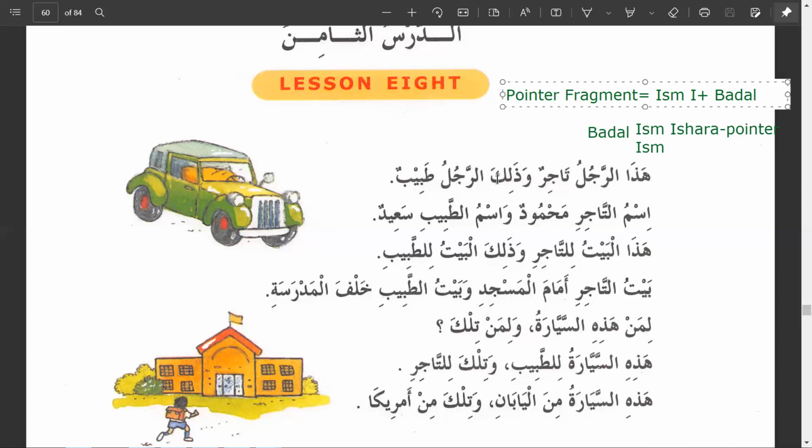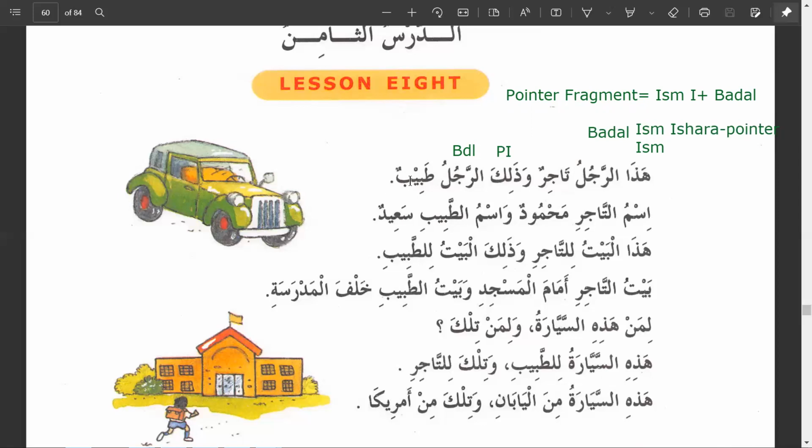Wa means and. Then zalika is a pointer ism, and ar-rajulu, the second part of the fragment, is known as badal. So pointer ism plus badal, or isme ishara plus badal. So this is again a pointer fragment. And then tabibun. Tabibun is a doctor.